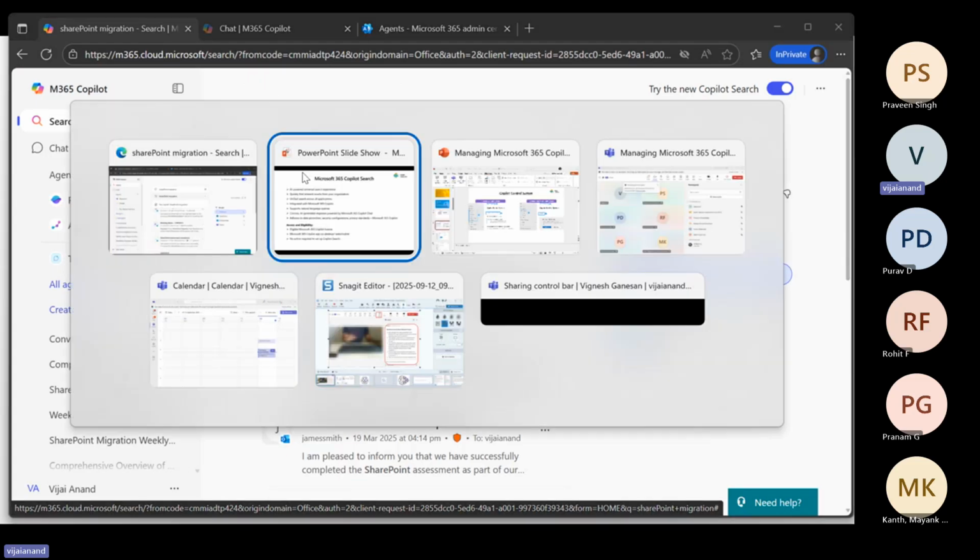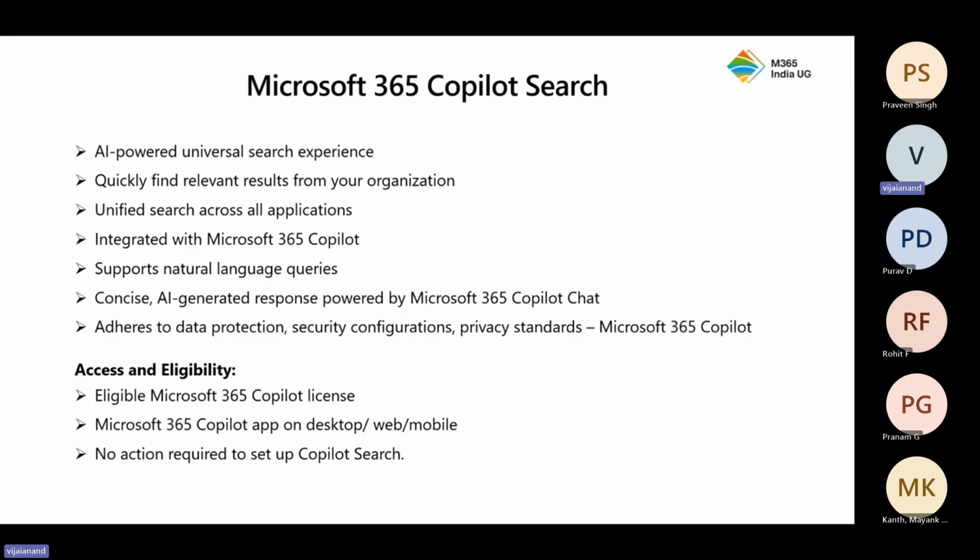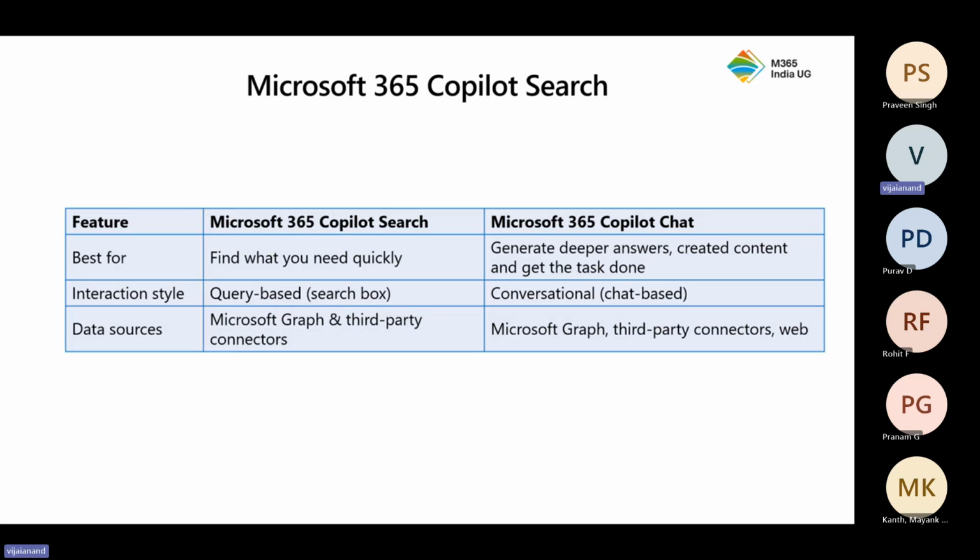Okay, so going back to the presentation. How is it different from Copilot chat? Based on the features, I've put together this differentiation between Copilot search and Copilot chat. Copilot search is the best option when you want to find something faster. It retrieves results from various sources, like various Microsoft 365 applications, as well as from the connectors.